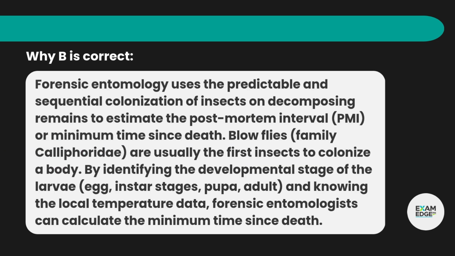Why B is correct? Forensic entomology uses the predictable and sequential colonization of insects on decomposing remains to estimate the postmortem interval, PMI, or minimum time since death. Blowflies, family Calliphoridae, are usually the first insects to colonize a body. By identifying the developmental stage of the larva, egg, instar stages, pupa, adult, and knowing the local temperature data, forensic entomologists can calculate the minimum time since death.